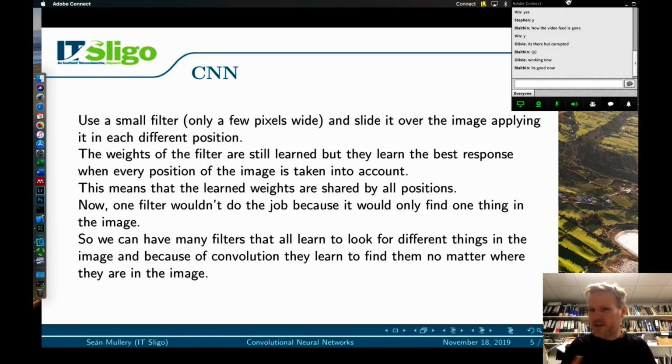And in practice, that generally works. We generally find that they will go and try and find different things. So if we have many filters that all learn to look for different things in the image, and because of convolution, they learn to find them no matter where they are in the image, and that's the idea.